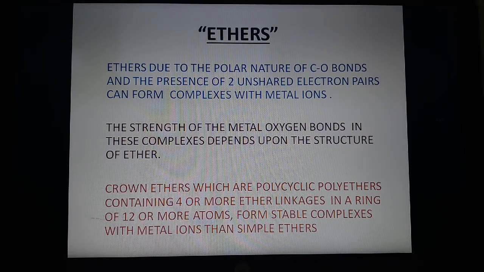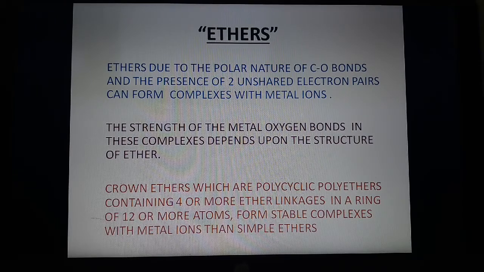And the strength of the metal-oxygen bond in this complex depends upon the structure of the ether. This is how crown ethers come. Crown ethers are polycyclic polyethers containing 4 or more ether linkages in a ring of 12 or more atoms, and they form more stable complexes with metal ions than the simpler ethers.